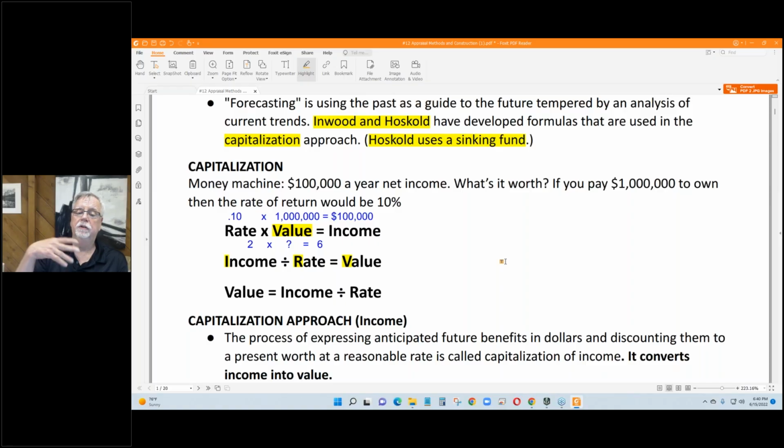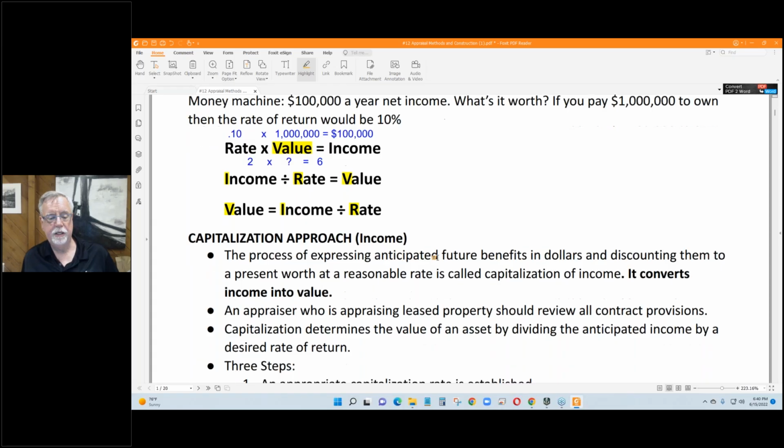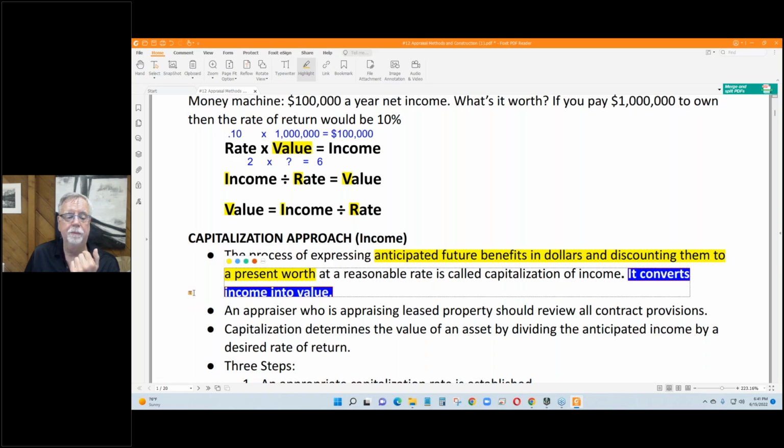And income divided by rate equals value is the capitalization formula. And what that formula does is it converts income into value based upon a given rate. On the state exam, they oftentimes like to do it this way, where value equals the income divided by the rate. It's the same formula. So capitalization is the process of expressing anticipated future benefits in dollars and discounting them to a present worth. That's called capitalization. It converts income into value. More income, more value, less income, less value.